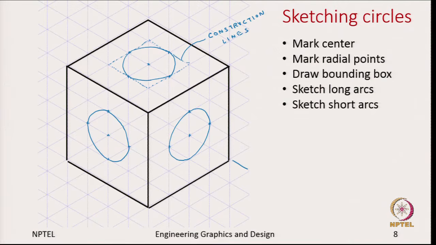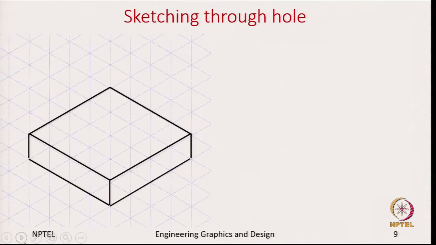Okay, now we have seen how to draw circles on planar surfaces. Now, let us see how to sketch through holes. What is a through hole? A through hole is a circular hole starting from one face and going all the way to the opposite face. So, let us again sketch a circle first on the top face, and then in the next step we will make it a through hole. I will be skipping drawing the radial points and directly drawing the circle now.